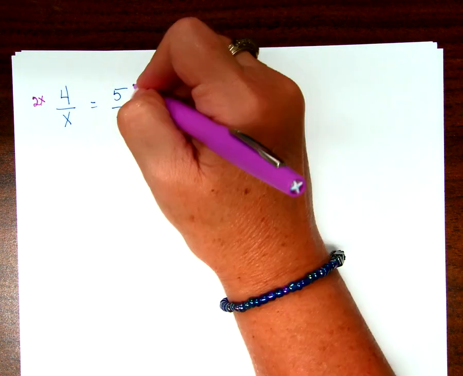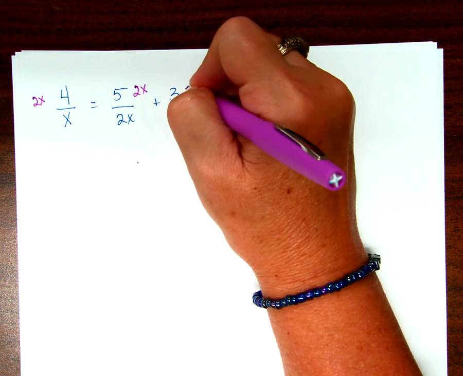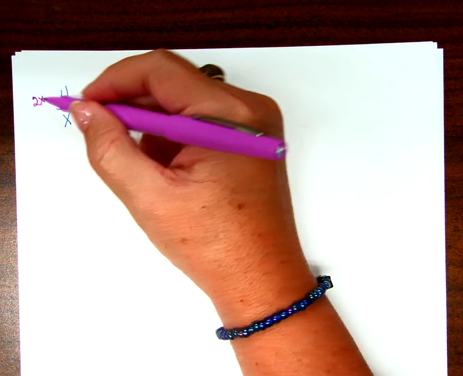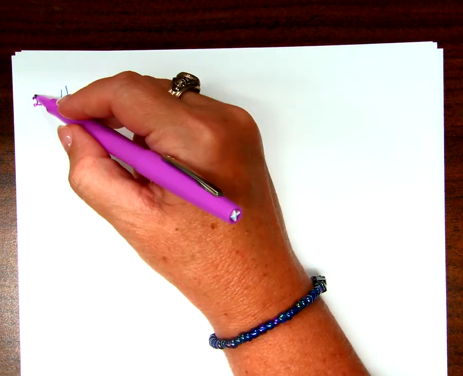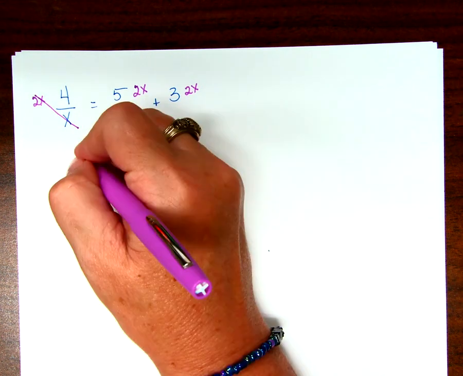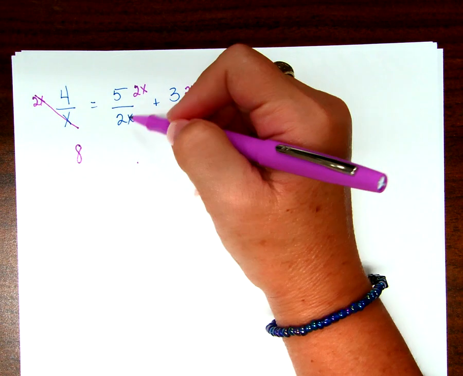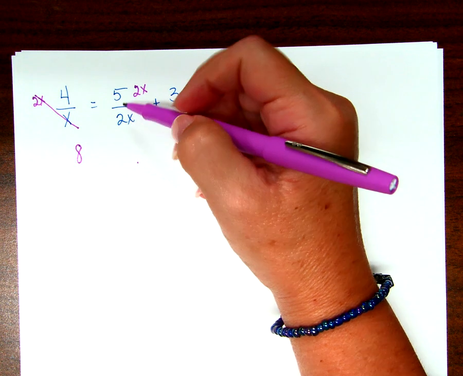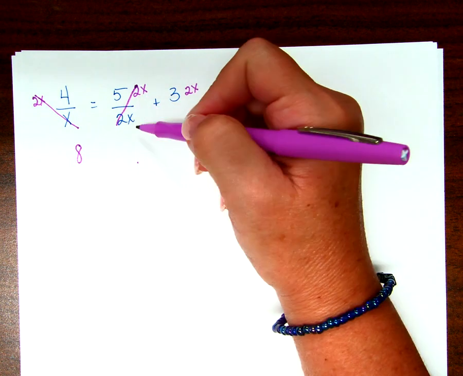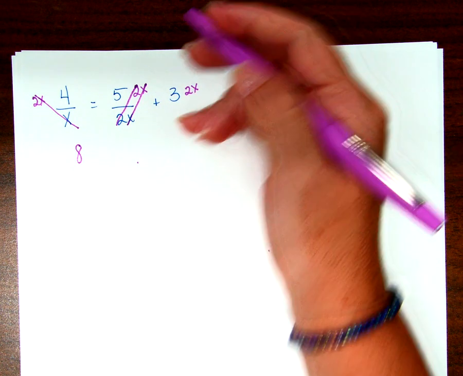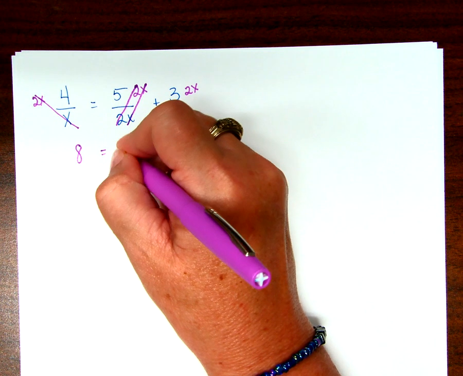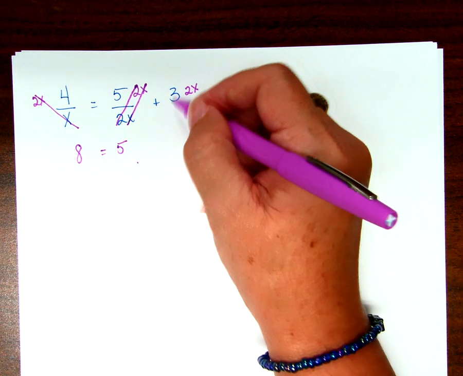So if I multiply each term by 2x, what happens right here? The x's simplify and I'm left with 8. What happens right here? The 2's simplify and the x's simplify, right? So I'm just left with 5. And what happens here?